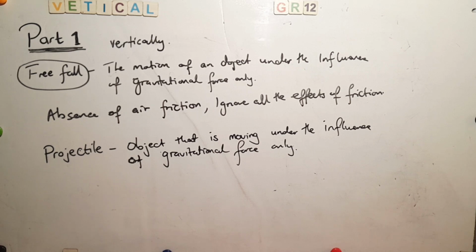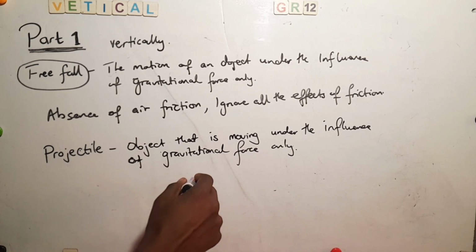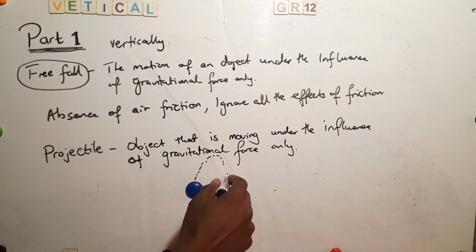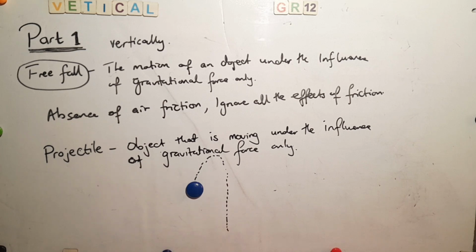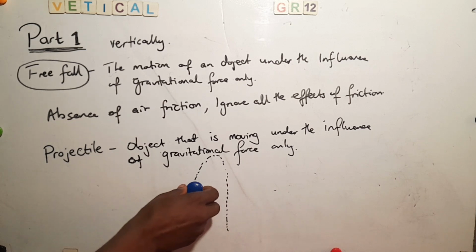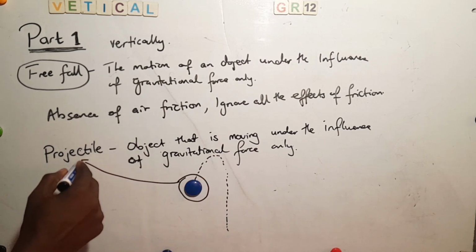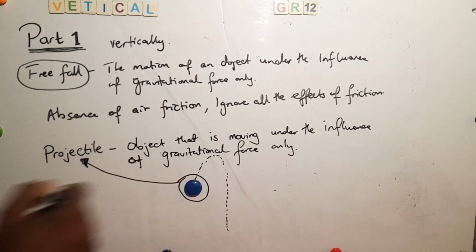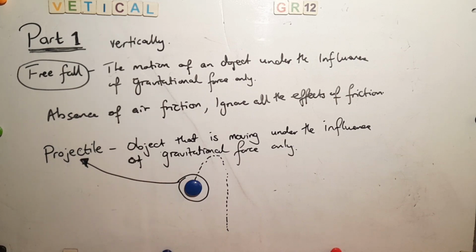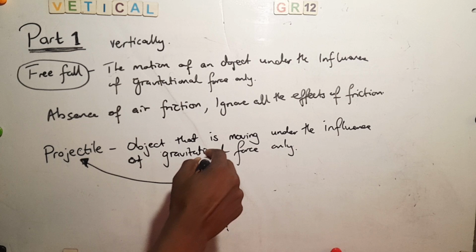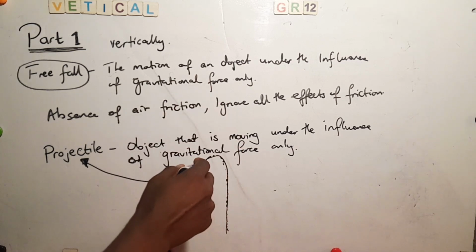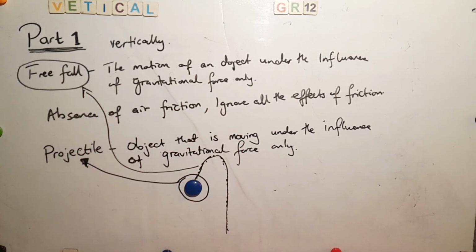Just for an example, if I'm having this object here, maybe it was thrown upwards, so it will move upwards and then it will come back, because everything that goes up must come down, right? So if we throw this object up, this object is the projectile. The object itself will become the projectile, and this whole motion that it traveled is free fall. It's the motion of an object under the influence of gravitational force only.